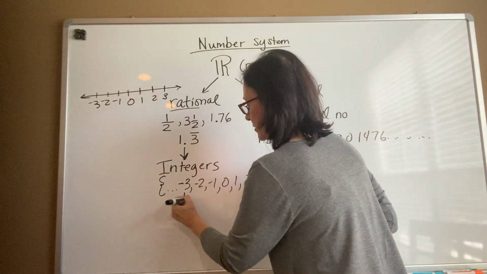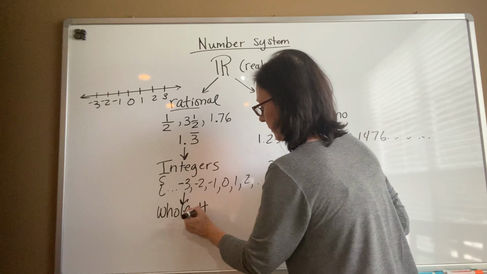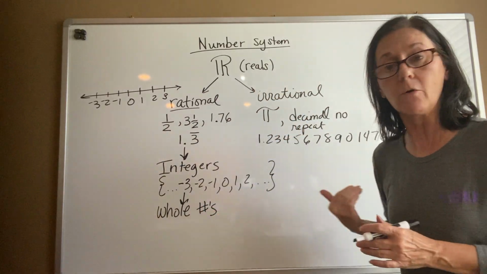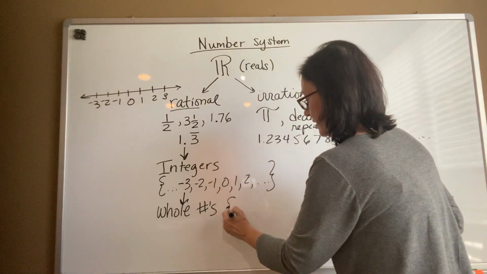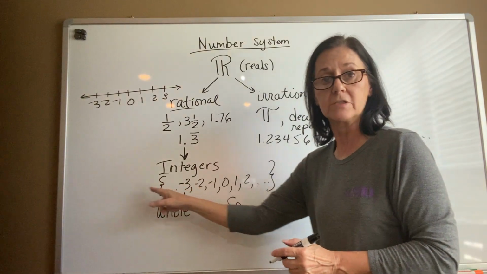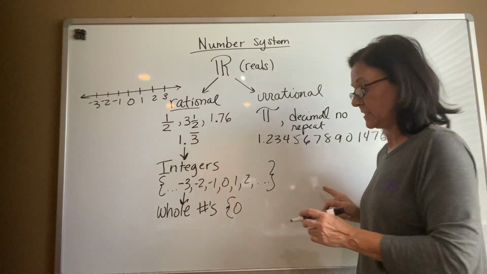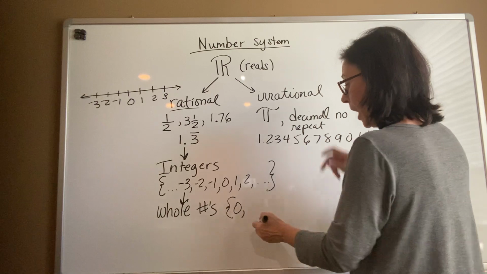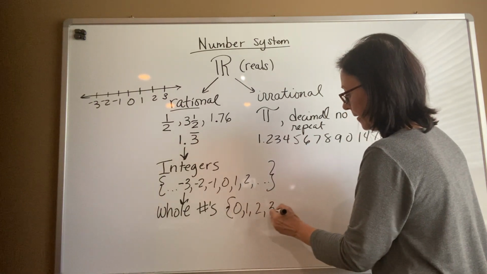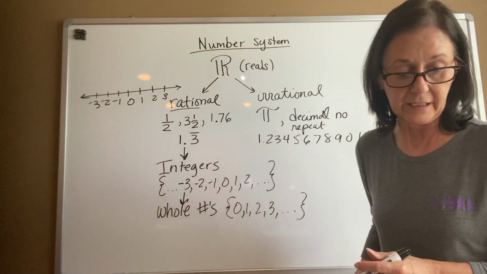Under integers are whole numbers. Whole numbers begin with 0 and only go in the positive direction. So it has a beginning point. Notice the integers doesn't have a beginning point. It goes infinitely in the negative direction and infinitely in the positive direction. But this one only starts with 0 and goes in the positive direction to positive infinity.